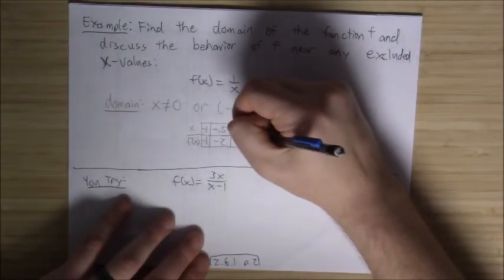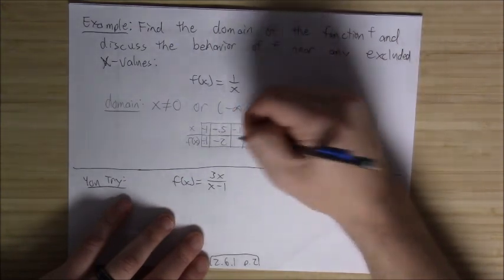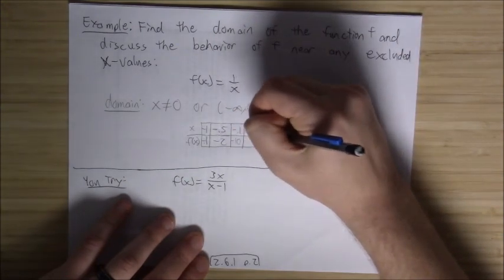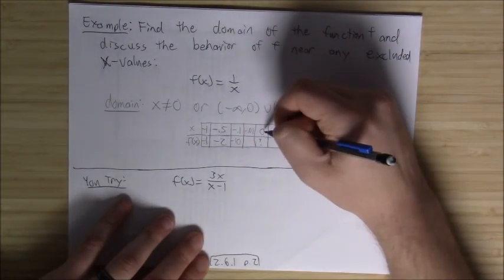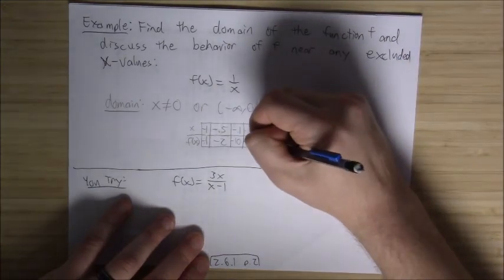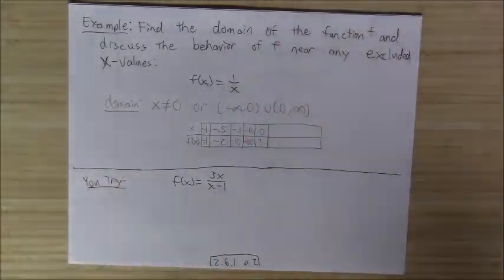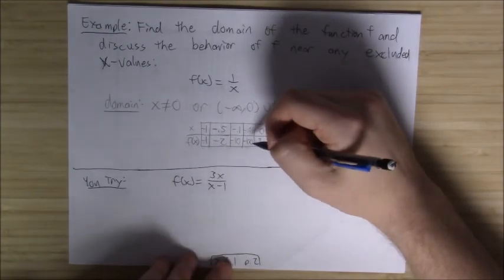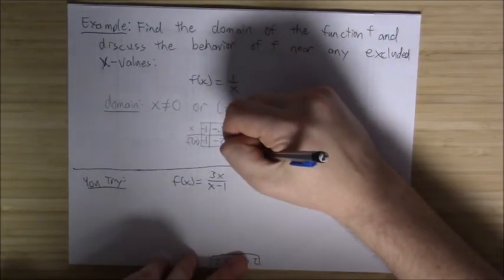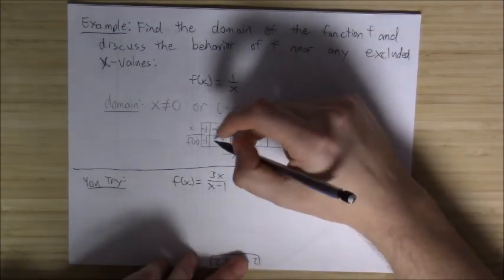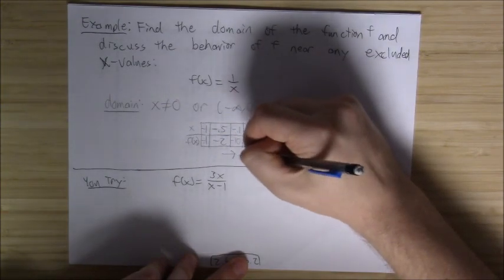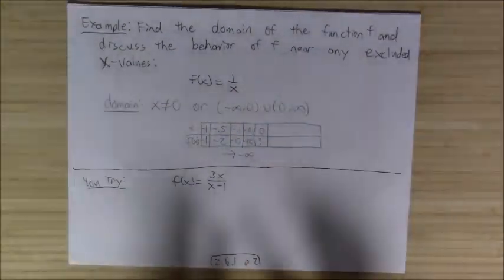If you plug in negative 0.1, you'll get negative 10. If you plug in negative 0.01, getting really close to 0, you'll get negative 100. So here it's interesting because it looks like it's getting really, really negative. Namely, what we say is that f is going to negative infinity because it's getting so negative.